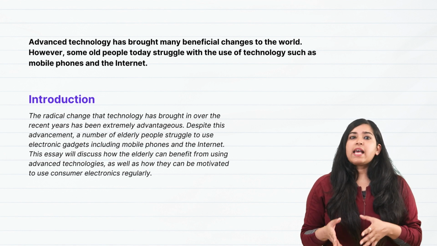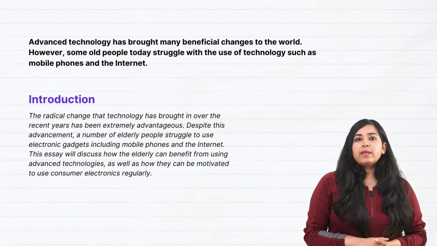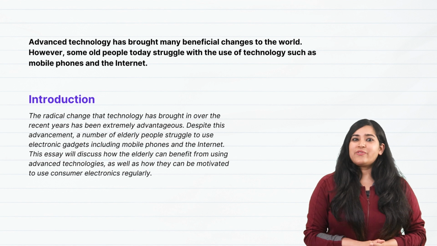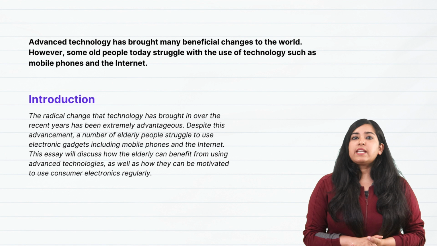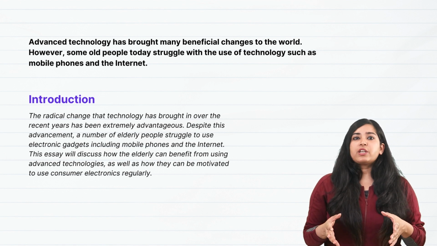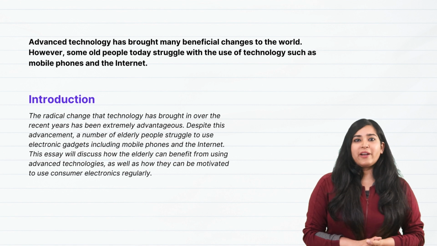This essay will discuss how the elderly can benefit from using advanced technology, as well as how they can be motivated to use consumer electronics regularly. As you can see, we have used synonyms and changed the sentence structures around to make the introduction more complete. We've also told the examiner what we're going to talk about in the following paragraphs. Now on to our body paragraphs.